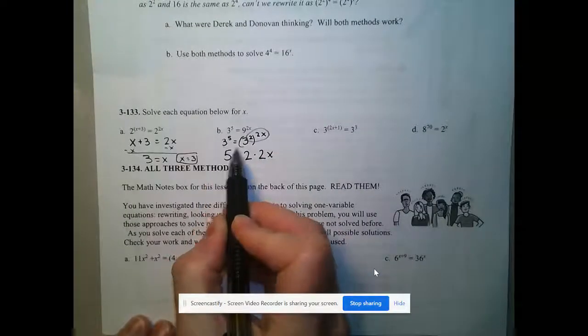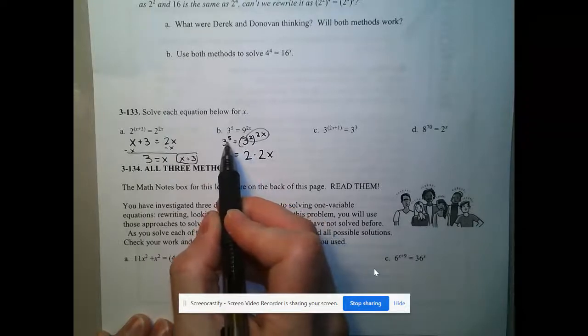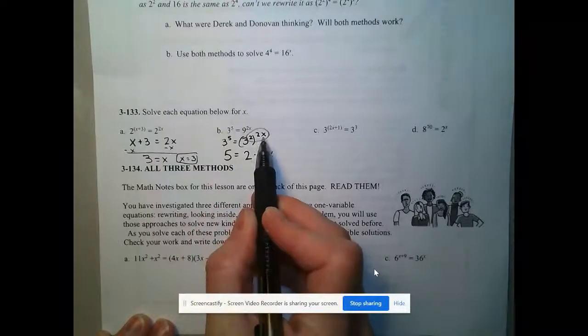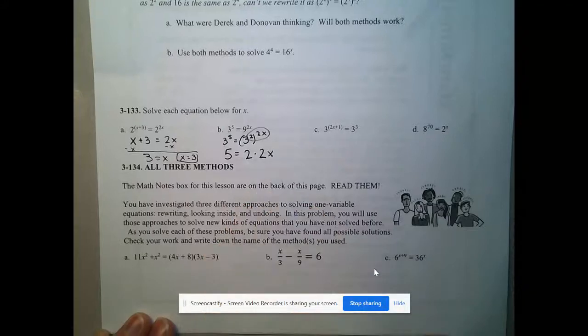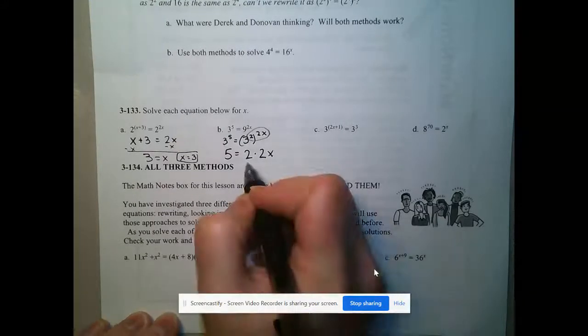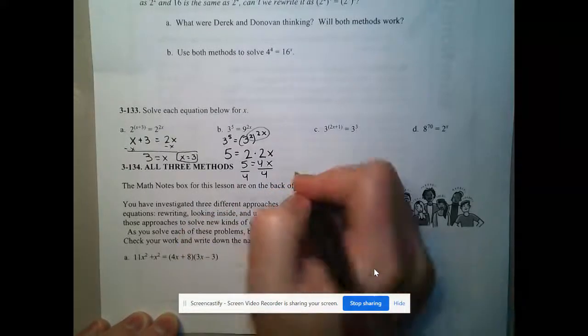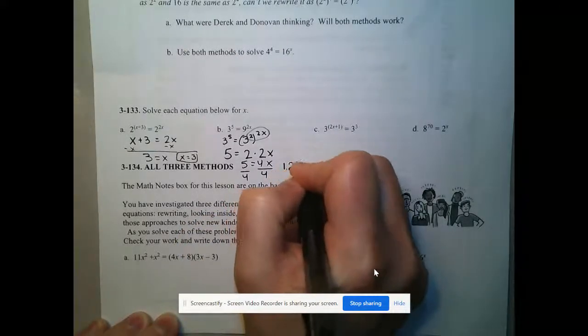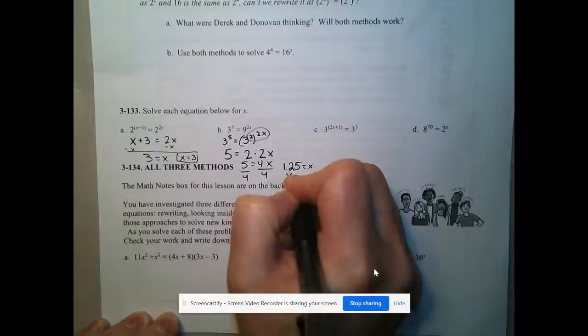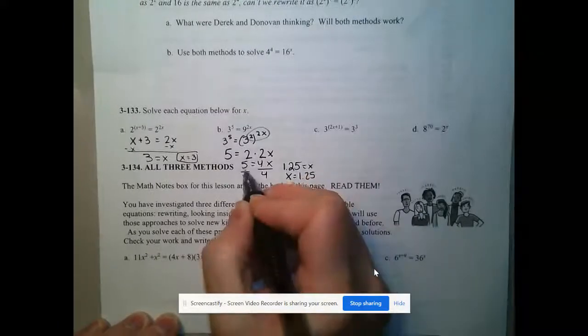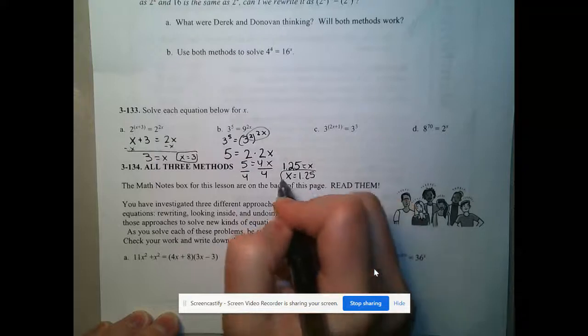Now that they have the same base 3, the exponent 5 has to be equal to the 2 times 2x exponent on the other side. So 5 equals 4x, and you can divide both sides by 4, and you get 1.25 equals x, or x equals 1.25. Heck, if you want to leave it as 5/4, you can do that as well.